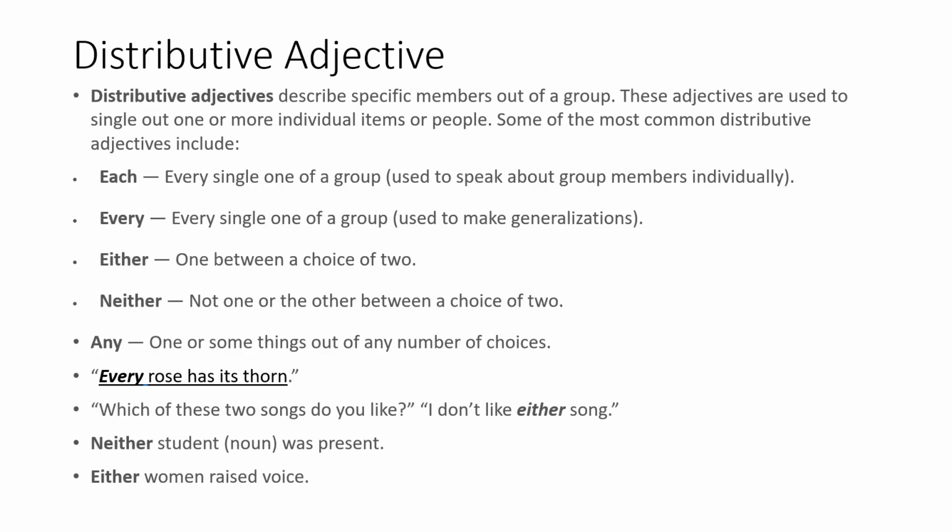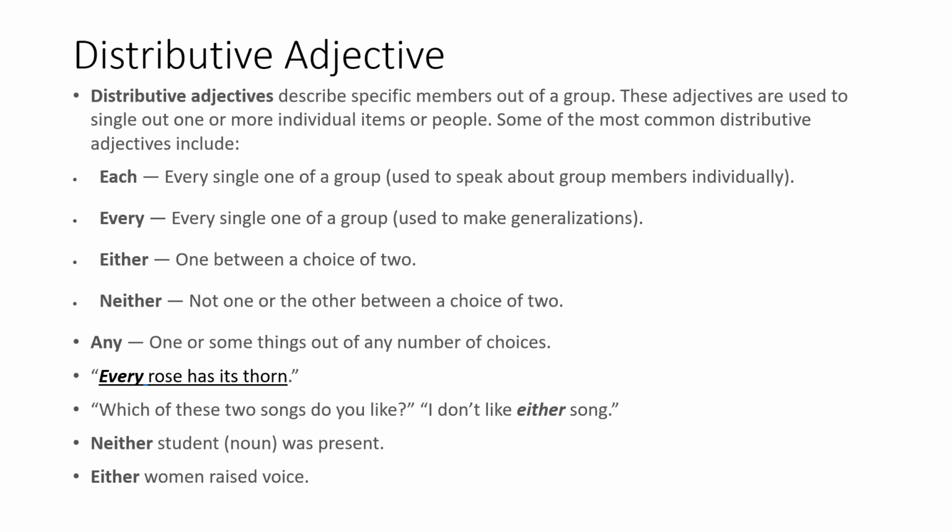Next one is distributive adjective. Distributive adjectives describe specific members out of a group. These adjectives are used to single out one or more individual items or people. Some of the most common distributive adjectives include each, every, either, neither.